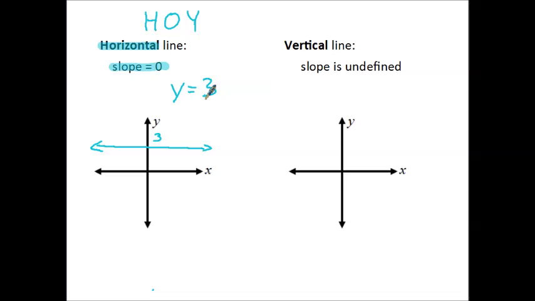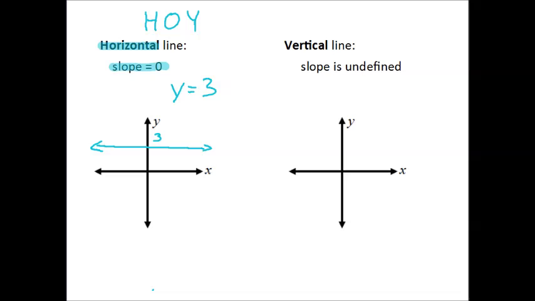We need to know exactly where it crosses the y-axis, but we don't care about the x-coordinates, okay? No matter where we go, the y is always 3, and that's the equation. That's all we need to understand about this line. That's horizontal.